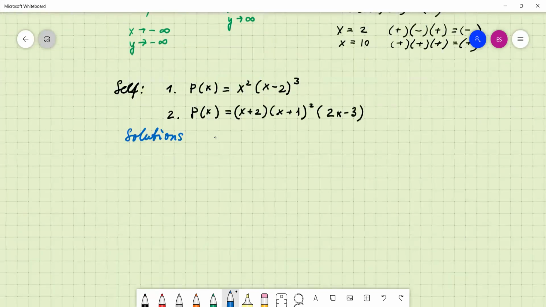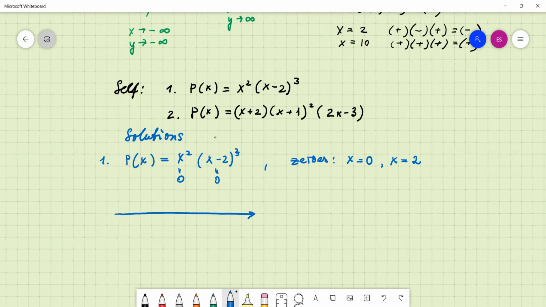I'm going to start with my first problem. In the first problem, my polynomial has only two factors actually, right? X squared and x minus 2 cubed. My zeros: x equals 0, right? And if I set this to 0, it's going to be x equals 2. So I'm going to have a number line and only two zeros, 0 and 2 over here, which is going to be very easy to check intervals, right?